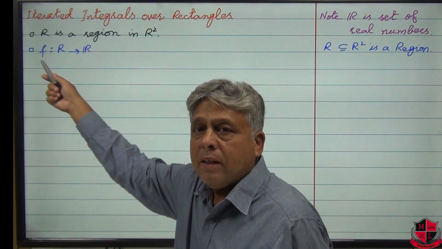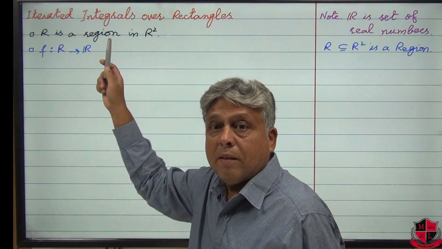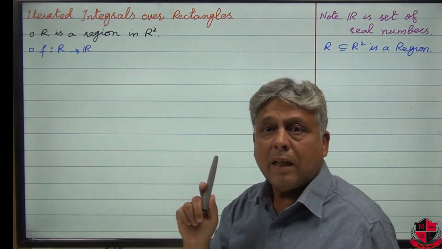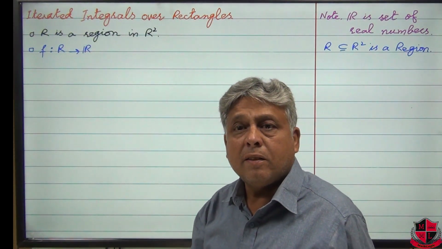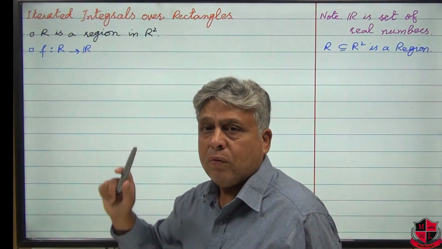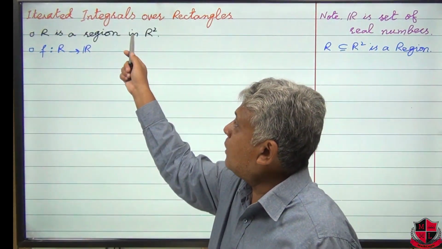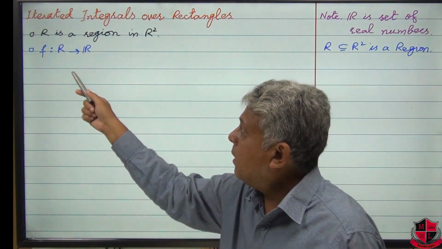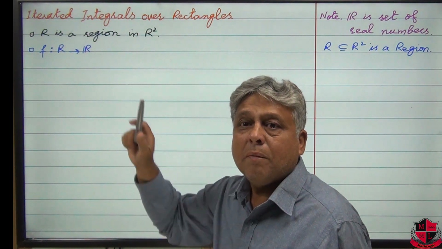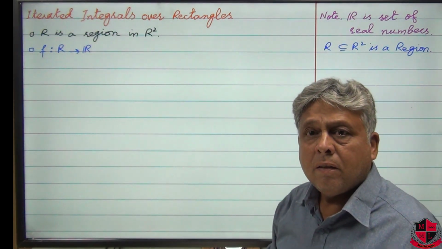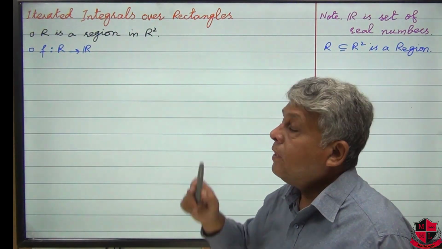If we have a function f from the region R to the set of real numbers, we shall discuss the iterated integrals and definite partial integrals for the function f. We have a region R in R square. We have a function f from the region R to the set of real numbers, and we are going to discuss specially the rectangular region.